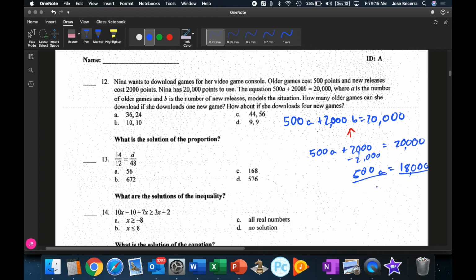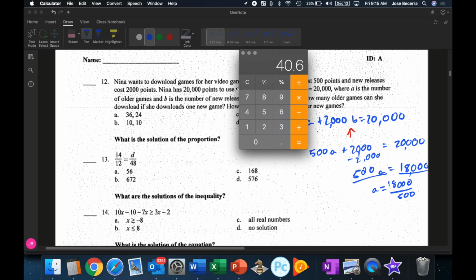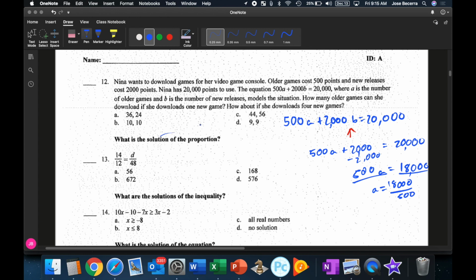And then you divide, and so A is equal to 18,000 divided by 500. What does this give you? Remember, you do have access to a calculator, so you don't even have to stress about that. You can literally just divide it. 36, right? And since it's the only one with 36, you know it's going to be A.